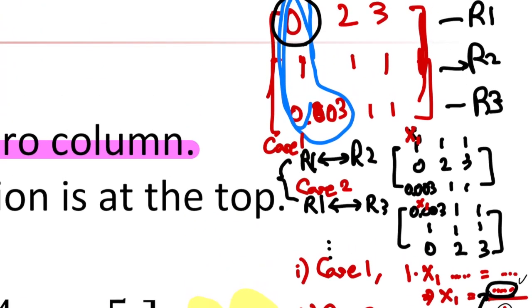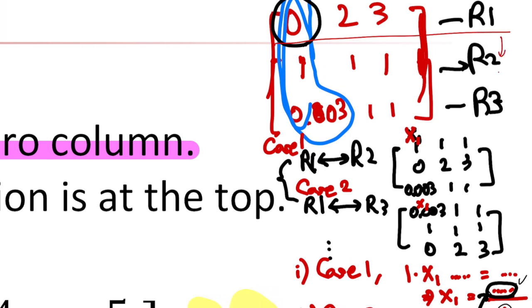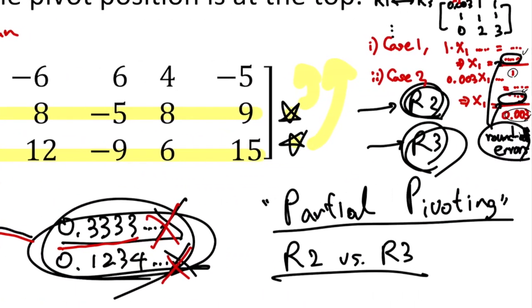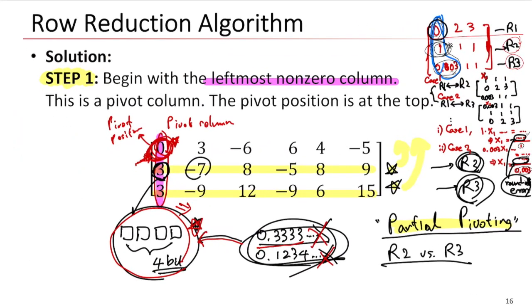So when we exchange row 1 with the other rows like R2 or R3, we should choose the biggest absolute value in this column. Okay, in this case it should be 1 because 1 is larger than this value, right? So this is called the partial pivoting concept. Fortunately, in this case these values are equal to this value, so we can use any row, like row 2 or row 3. But if this value is equal to 2, I would say selecting this row is better than selecting this row. So this is the partial pivoting concept.